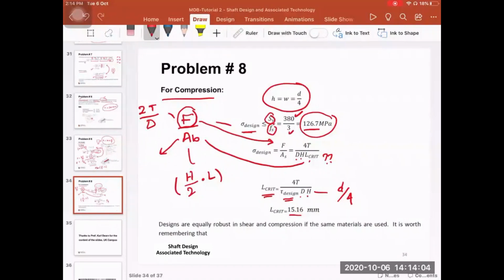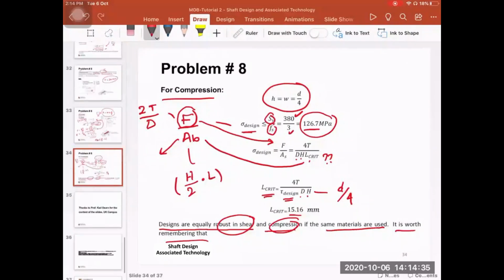So designs are equally robust in shear and compression if the same material is used. It is worth remembering this. So remember that if you have the same material for both the shaft and the hub, either you design your key based on shear or design based on compression, it's going to give you the same length. But again, every time it is worth checking that you design based on shear and then you design based on compression, and then you choose the larger length.